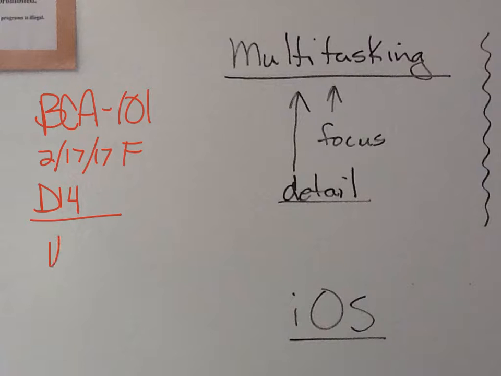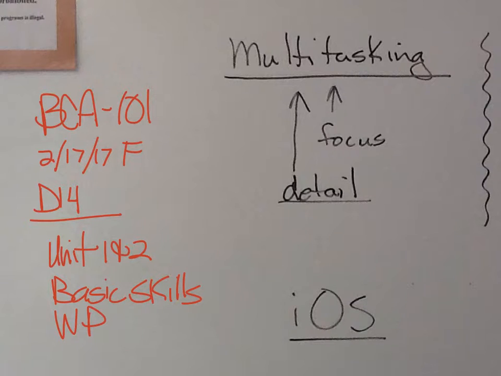All right, we've completed units 1 and 2, and we had the basic skills, and we've had word processing skills. In the word processing we had the multitasking documents, so we talked about that today.